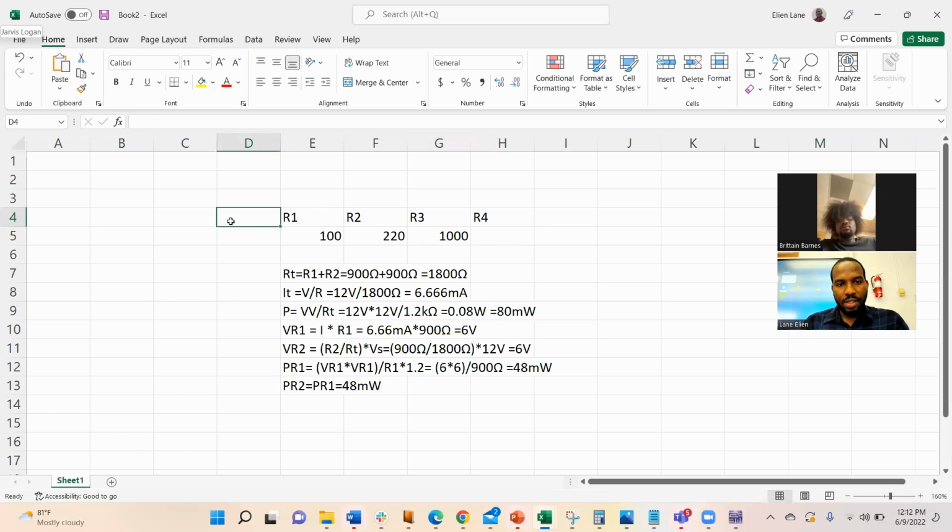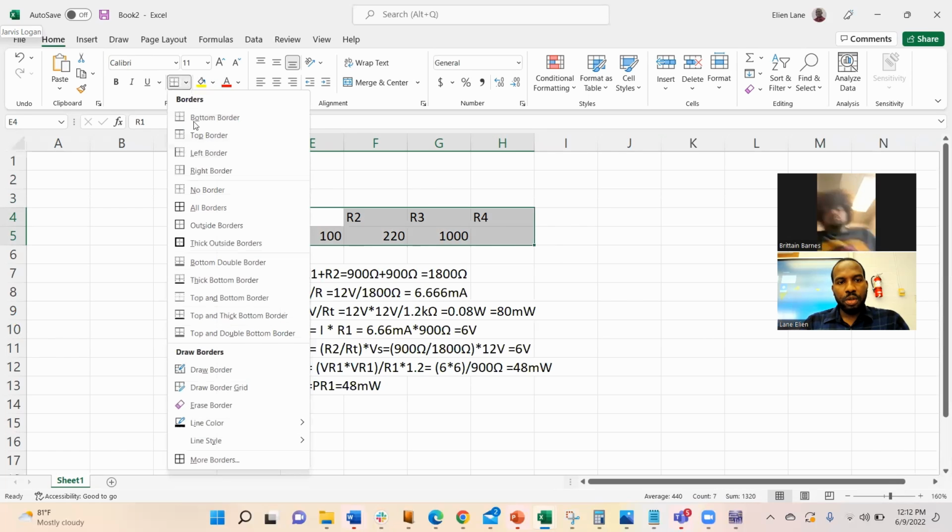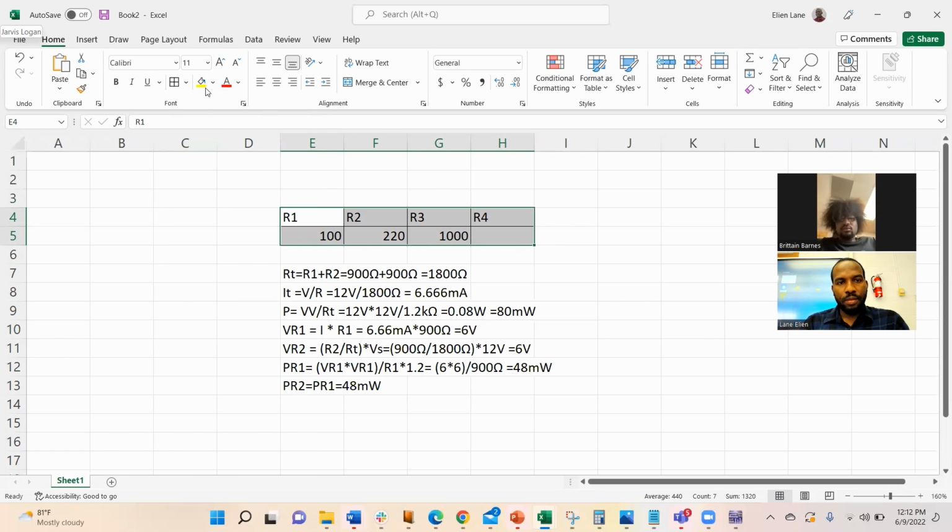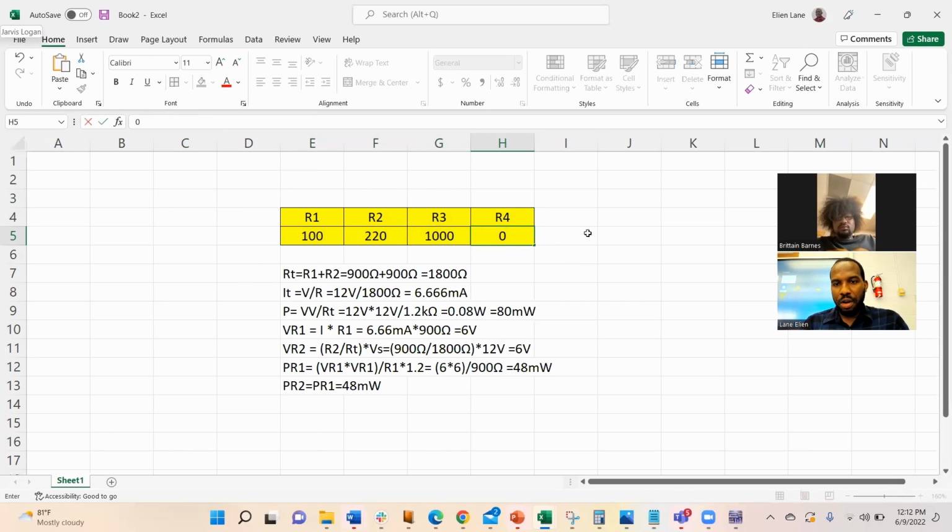So I can see here, let us just put the borders on. And I'm gonna center it. Very good. So R4, we don't have an R4, I'm gonna put 0, right? Okay.